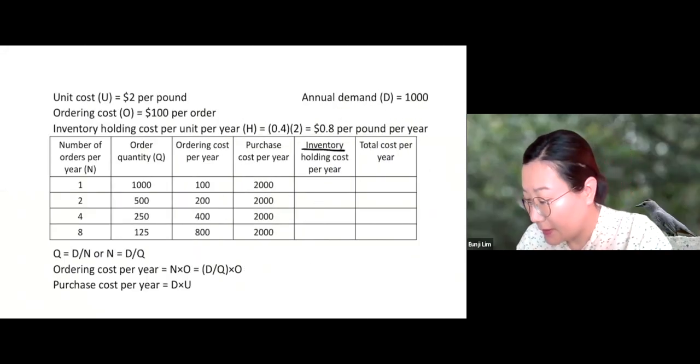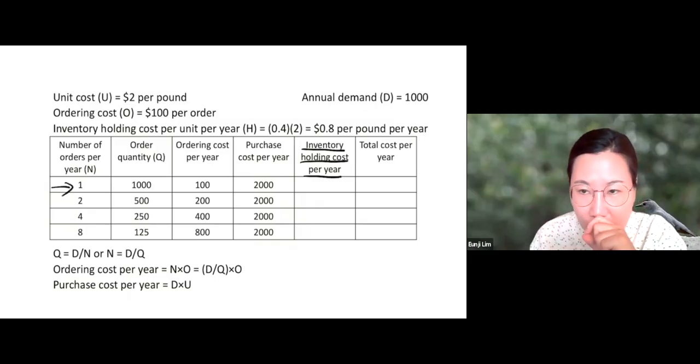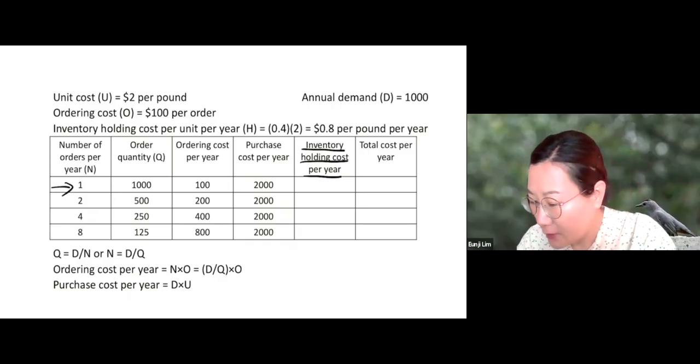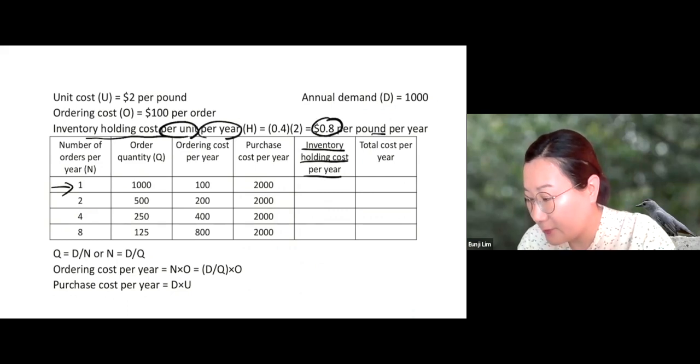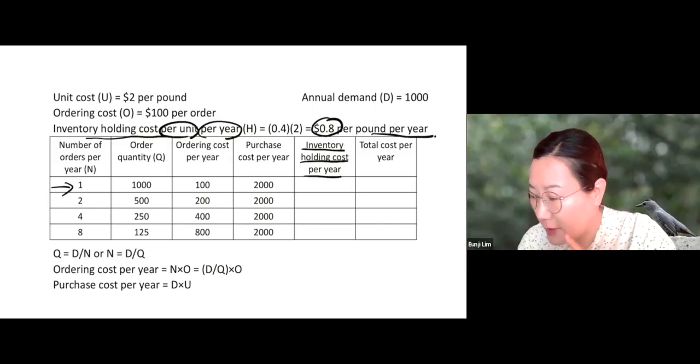Next, let's compute the inventory holding cost per year. So if you place 1 order every year, how much is the inventory holding cost per year? We know the inventory holding cost per unit per year. That's 80 cents per pound per year. But in your inventory, you have more than one unit. So we need to take 80 cents and multiply by the number of units you're holding in inventory.